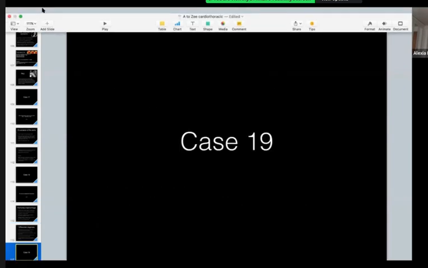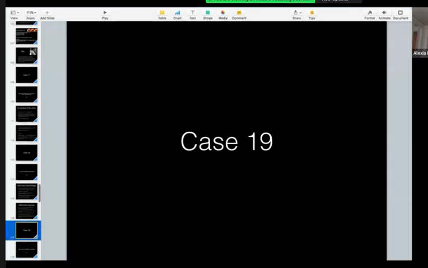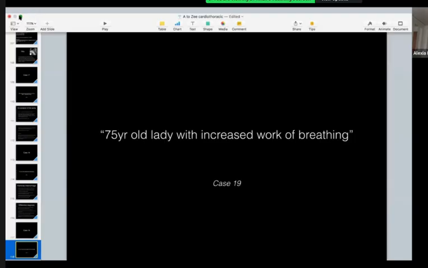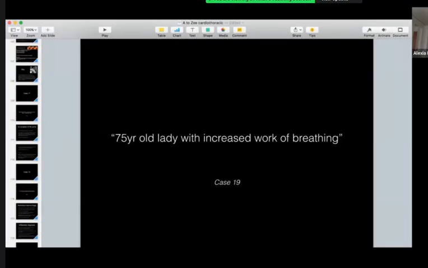Okay, so this will be your last case now, case 19, and this is your history. 75-year-old lady with increased work of breathing. So I will prepare the DICOM for her.